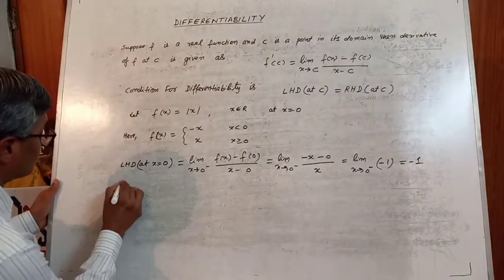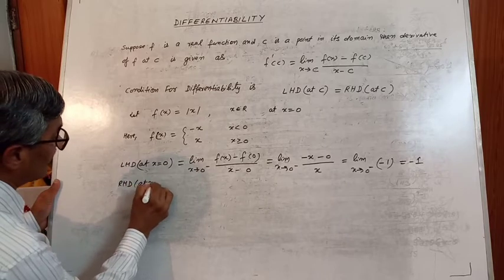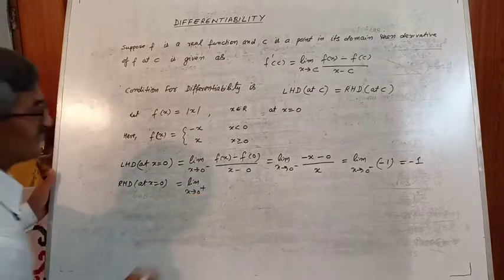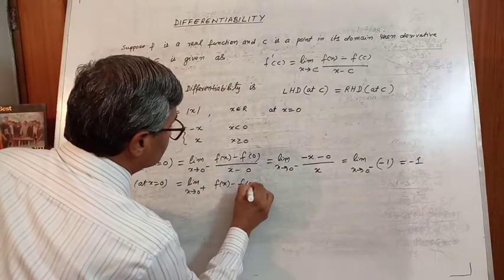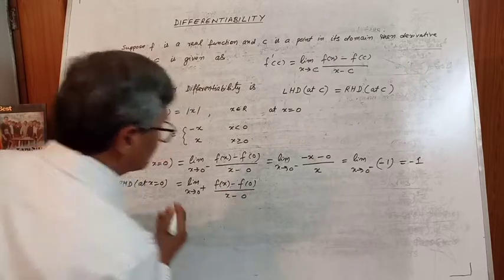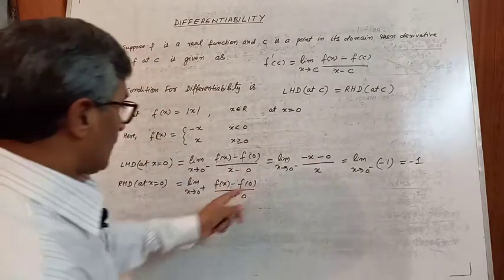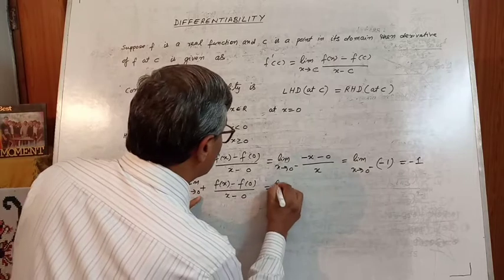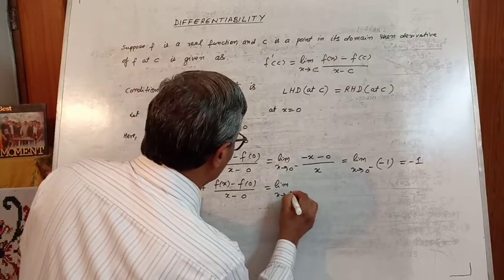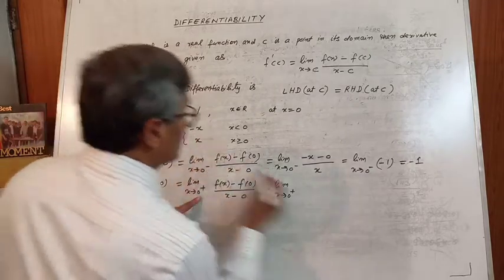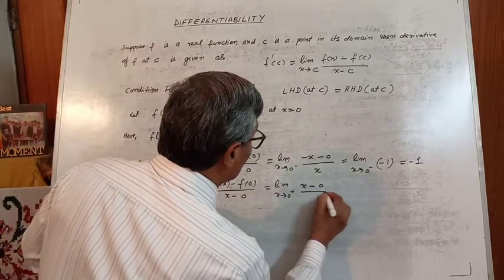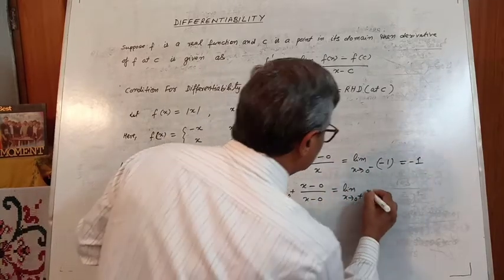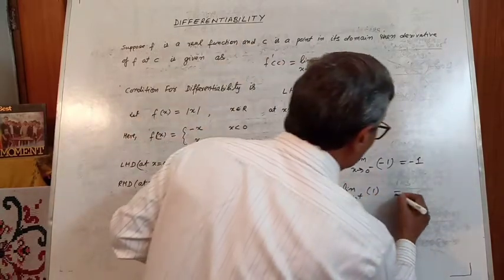Right hand derivative at x equal to 0 is the limit as x tends to 0 plus of (f(x) minus f(0)) upon (x minus 0). Now x is greater than 0, so for this function you take the limit as x tends to 0 plus of (x minus 0) upon (x minus 0). We are getting 1 here, so the limit will be 1.